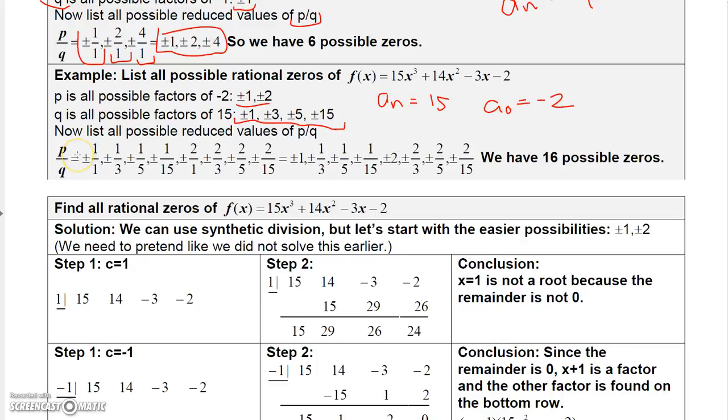If I take plus or minus 1 over each of these numbers, I get plus or minus 1 over 1 over 3 over 5 over 15. And then if I do plus or minus 2 over each one, I get plus or minus 2 over 1 over 3 over 5 over 15. Now I don't think I have any duplications here, but obviously you don't have to write them twice.